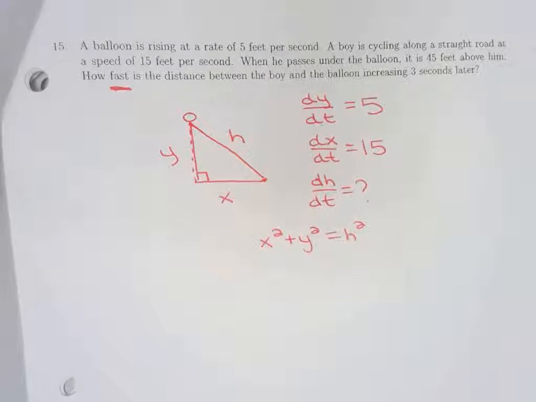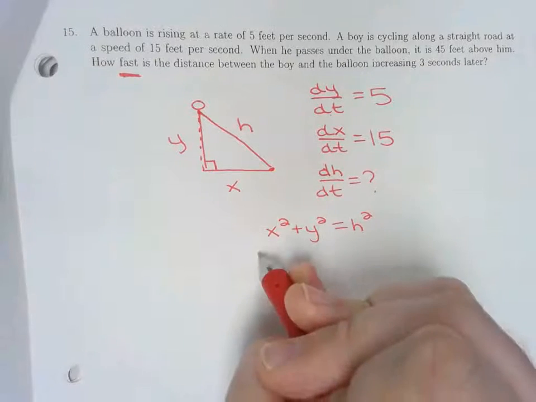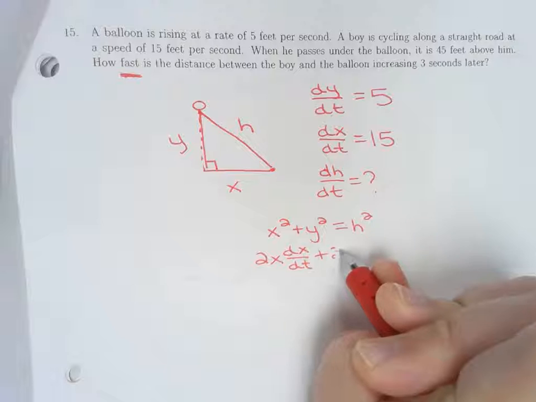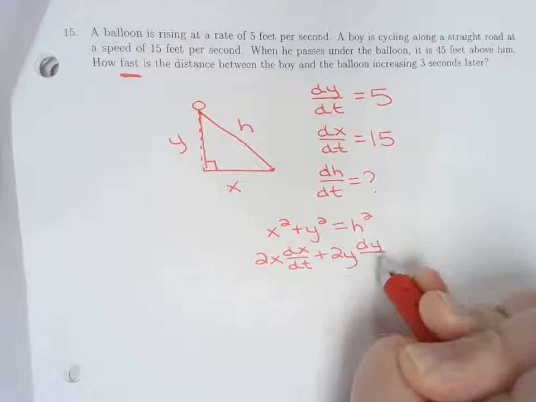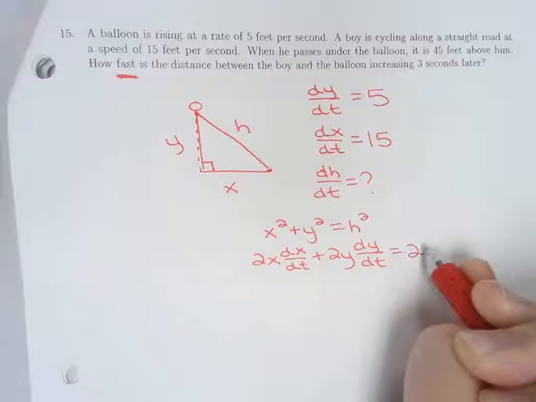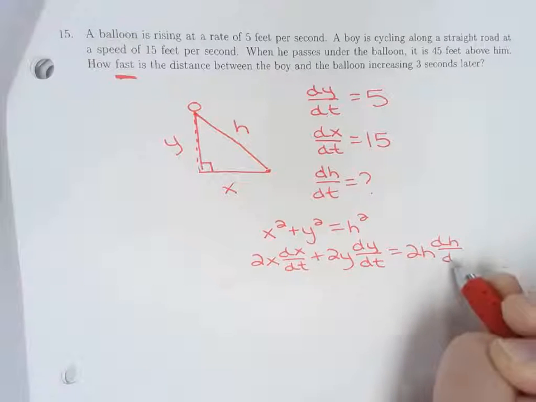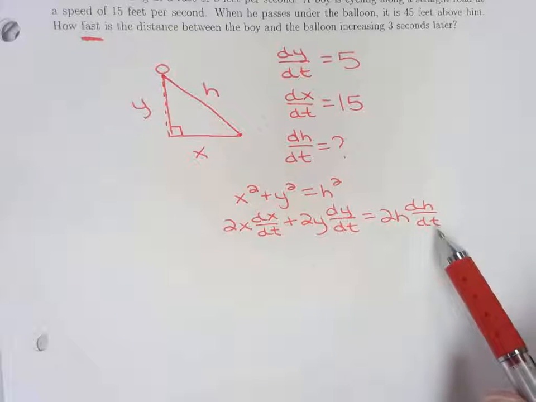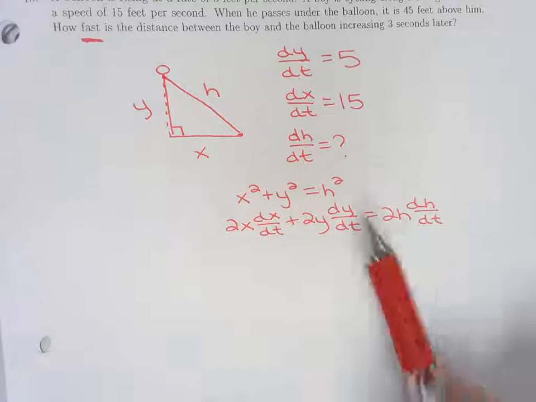As I look at this, I know I want dh/dt. That's what I'm trying to solve for, so I'm going to have to figure out all the other parts. I'm going to take the derivative of this. So this will be 2x dx/dt plus 2y dy/dt equals 2h dh/dt. Whenever you do related rates, you always label when you take the derivative. Now, dh/dt is what I'm looking for, so I need to find x, y, h, dx/dt, and dy/dt.